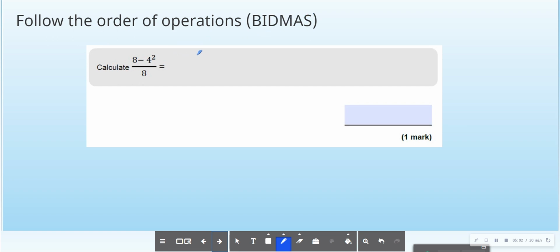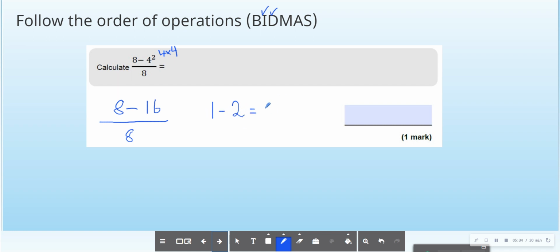So we've got indices here, that's your powers. So we're going to do 8, take away the power there, 4 squared, remember that means 4 times 4, which is 16, over 8. Then we've got, so that's our indices done. We've then got to do divide. So 8 divided by 8 is 1. 8 divided by 16 is 2. So we're left with 1 take 2.